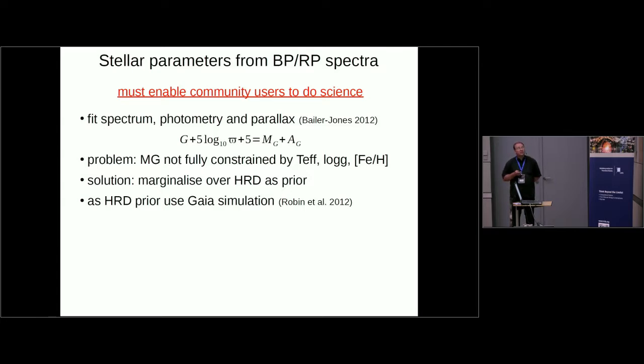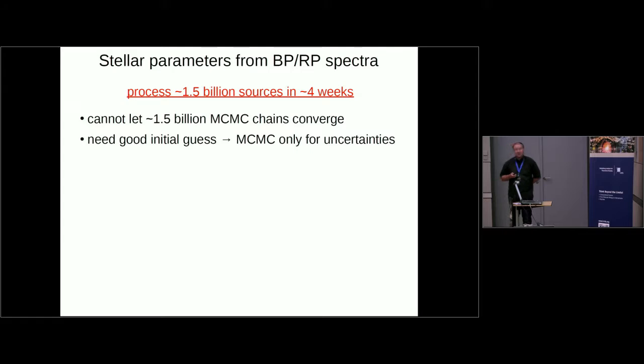Now let's come to the next constraint. We have to process 1.5 billion sources in less than 4 weeks. That means we cannot afford to let these MCMC chains converge. We don't have the computation time to do that. I should say at this point, no offense to the providers of this hardware, but given what we have as hardware in the Gaia consortium for our work, most of you would probably consider this a pocket calculator. So it's not very large. This is a huge limitation.